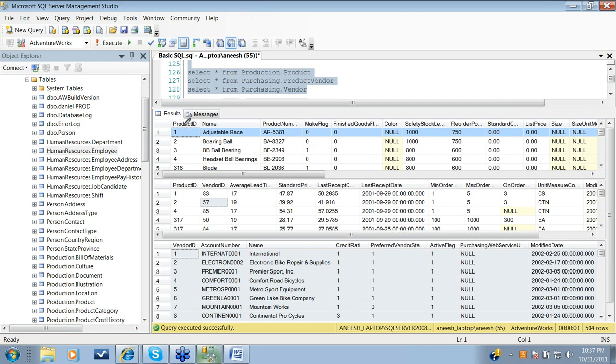So can you tell me how we will do the join? First we need to find how to match the product table with the product vendor table. So we have a product ID here and we have a product ID here. That is going to be a matching column to relate the product table with the product vendor table. Then how do you relate the vendor table with the product vendor table? Well, we have a vendor ID here that will be matched with the vendor ID in the vendor table.